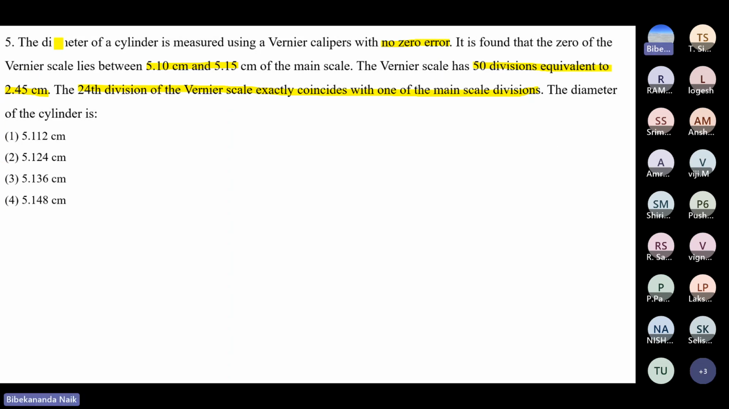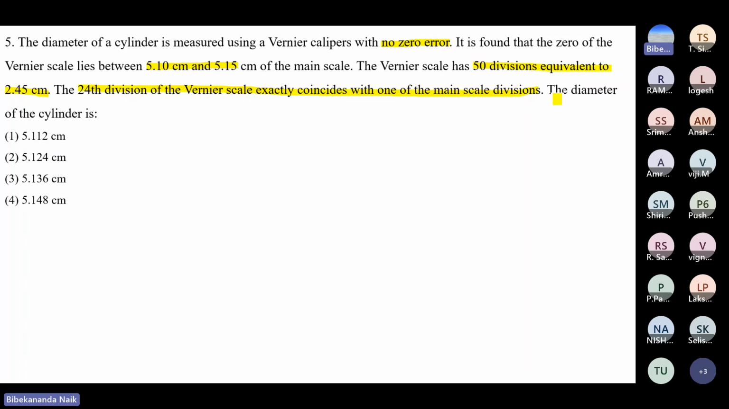Now the question is, we are measuring the diameter of a cylinder using a vernier caliper, and the vernier caliper has no zero error. It is found that when we are measuring, the zero of the vernier scale lies between 5.10 centimeter to 5.15 centimeter of the main scale. Regarding the vernier scale, it is given that 50 divisions of the vernier scale are equivalent to 2.45 centimeters of the main scale. And the 24th division of the vernier scale exactly coincides with one of the main scale divisions.